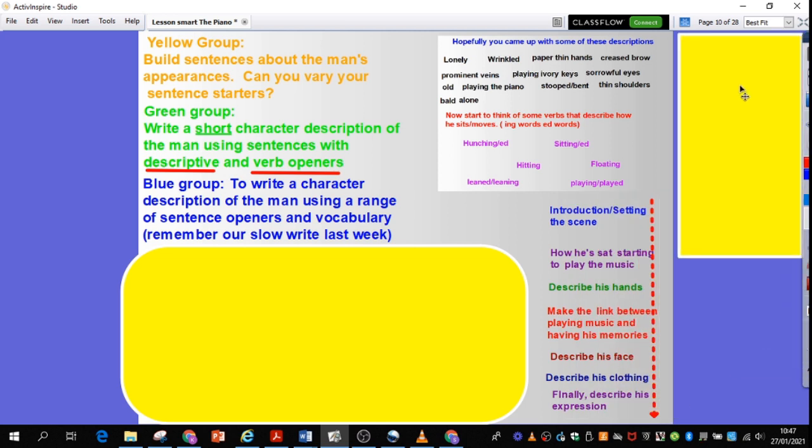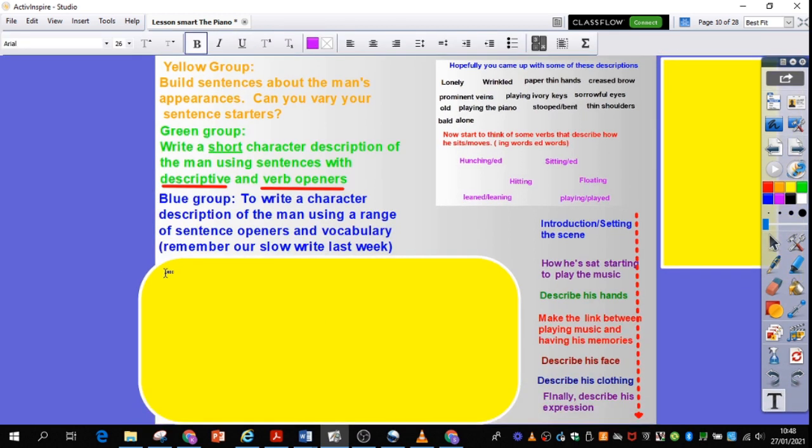So I'm going to introduce and set the scene in a sentence. Then I'm going to talk about how he sat and how he started to play the music. Then I'm going to move on to describe his hands moving over the keys, what his hands looked like. Then I'm going to make the link between playing music and having his memories. Then I'm going to describe his face, describe his clothes, and finally I'm going to describe his expression. And that's how I'm going to work my way down to make sure that I get every single thing in about that man. So let's get started.